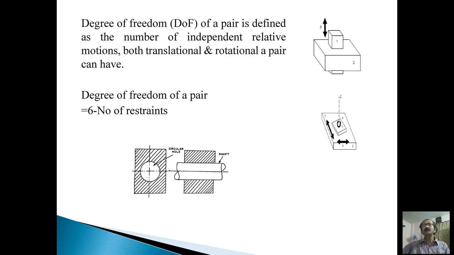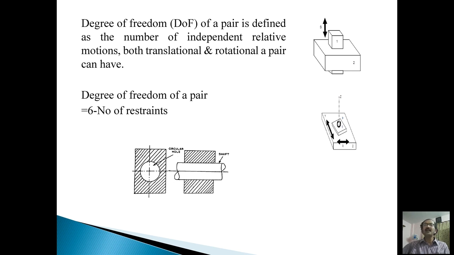In the second diagram, one plate is on another plate. So, there is translational movement in the two directions x and y, and in the z direction the translatory motion is restricted. Similarly, the rotary motion about the z direction is there and the other rotary motions are restricted. So, in this case, the degree of freedom of this pair is 3.